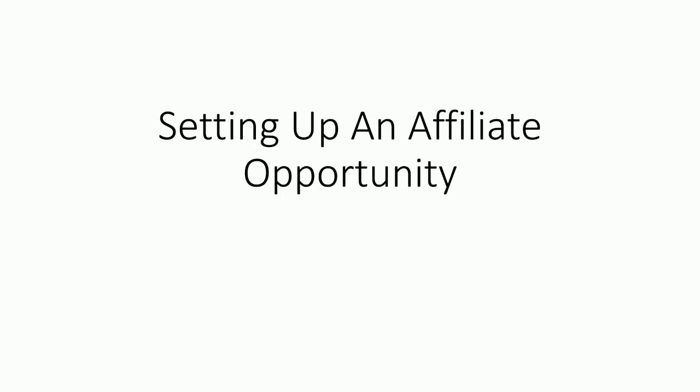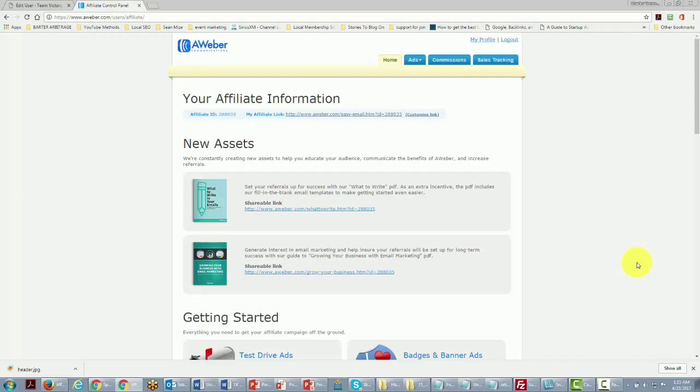Welcome back. Now in this video, we are going to be discussing setting up an affiliate opportunity. You are now looking at the affiliate area for Aweber, an autoresponder company. The reason that we've come to Aweber is because they have several different kinds of ads for their affiliate program. One of the things you will notice if you go into the ads area is that they have video ads, badges and banner ads.